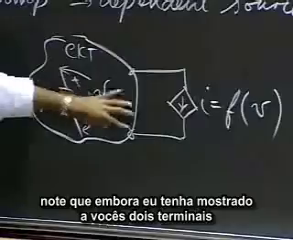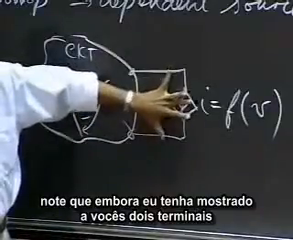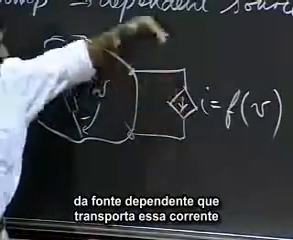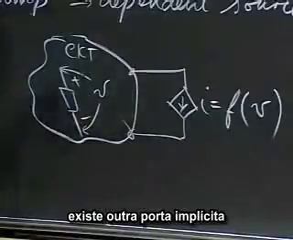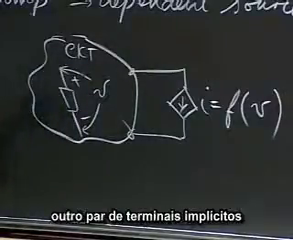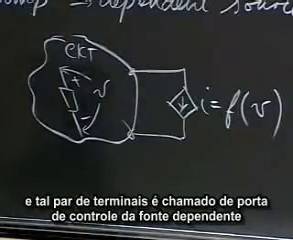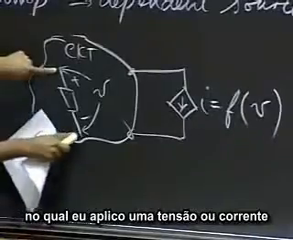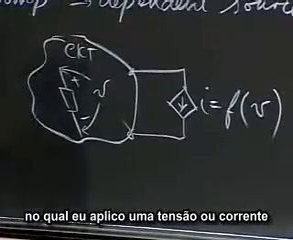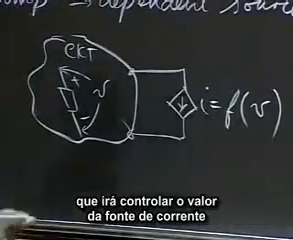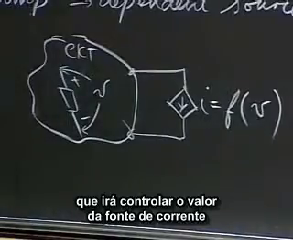Okay? So notice that although I showed you the 2 terminals of the dependent source that carried a current, there is another implicit port, another implicit terminal pair. And that terminal pair is called the control port of the dependent source, at which I apply a voltage or current that will control the value of the current source.